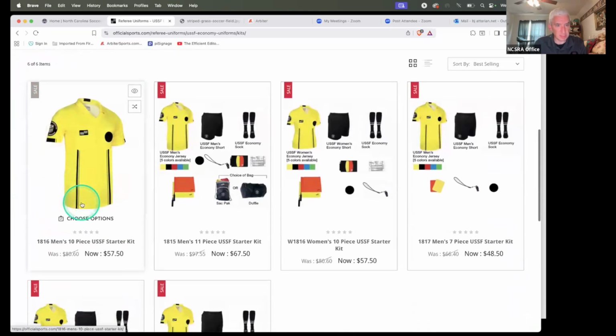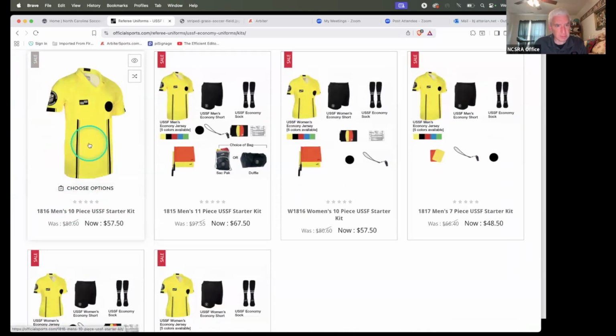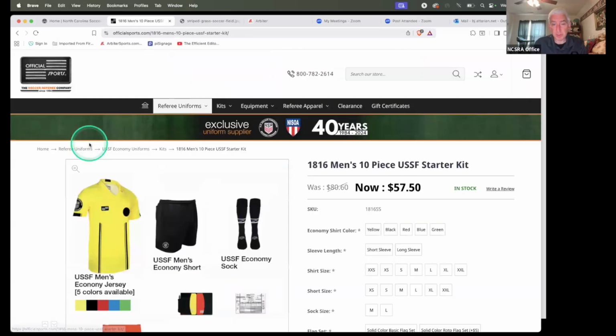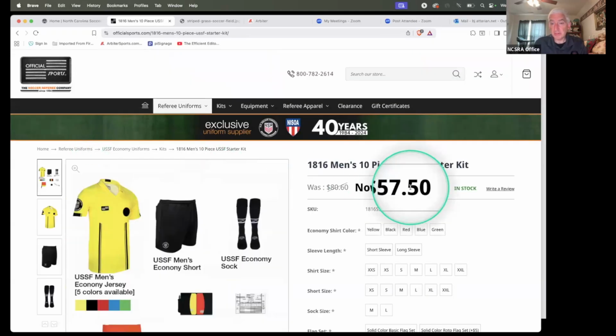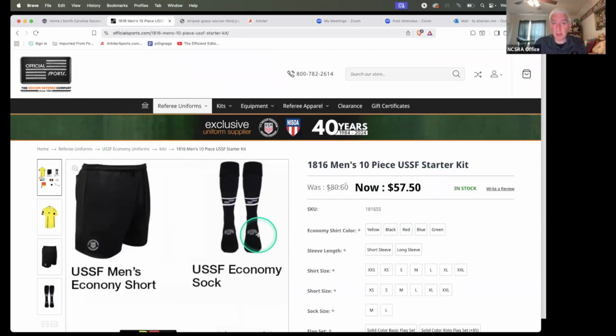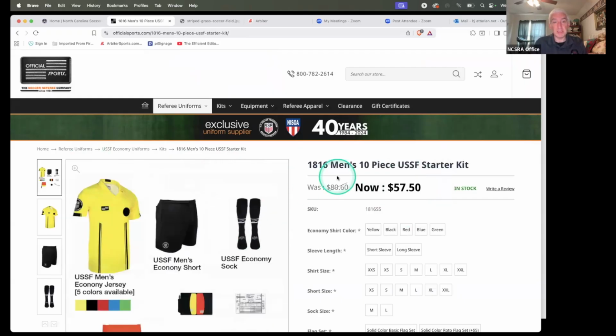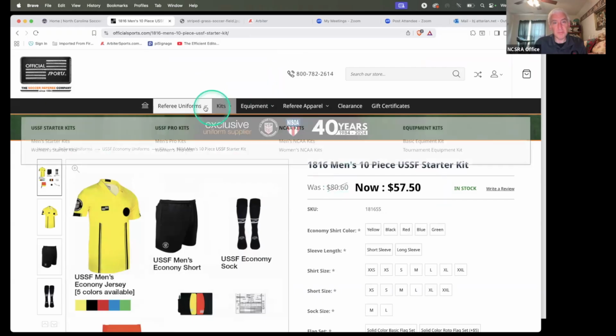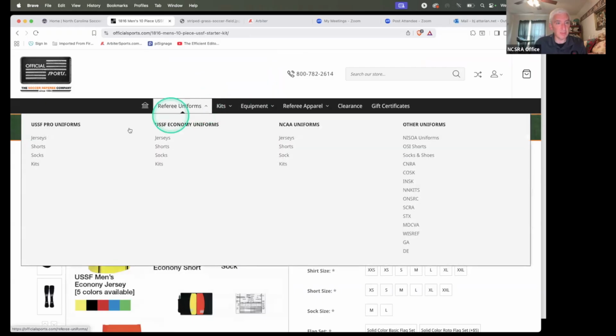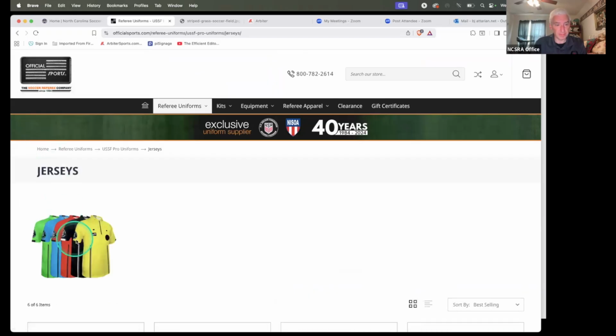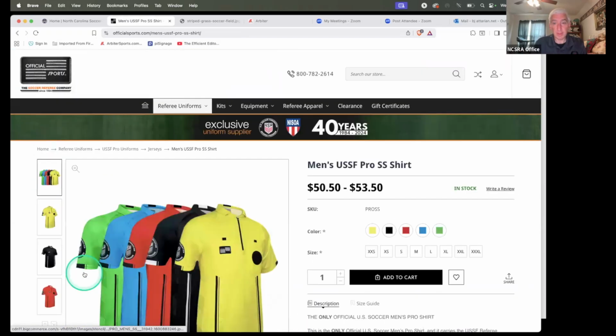And we had the women's kit, so I will pull that up. I think this kit right here. We'll just pull this one up. Notice the price of this kit, and it comes with all the things that we saw. Now, there is another, if you've been to Official Sports, I'm going to go back to referee uniforms, and I'm going to go over here and you see pro uniforms. What's the difference between pro and economy? I will click on the jerseys. One jersey is almost the price of the entire starter kit.